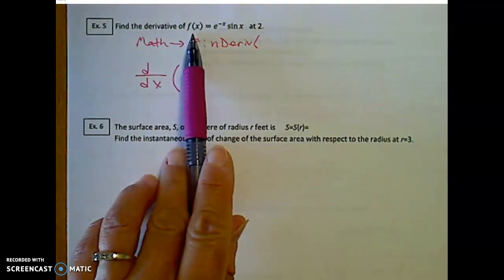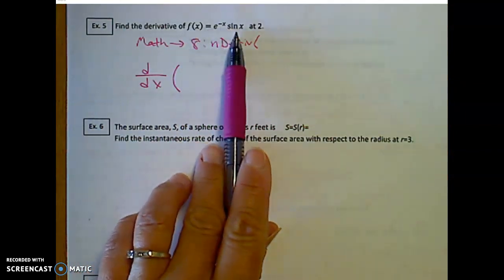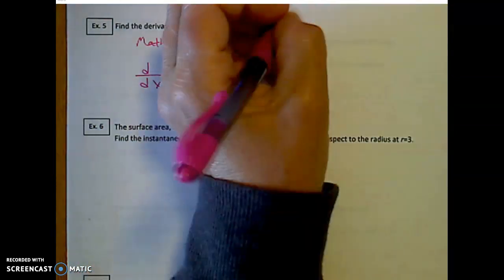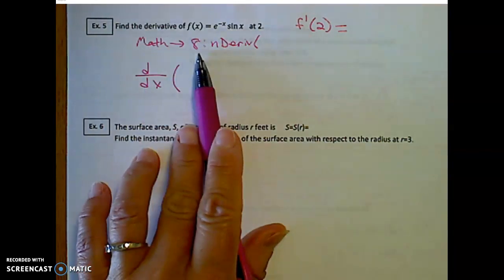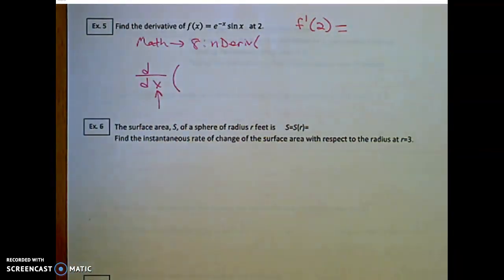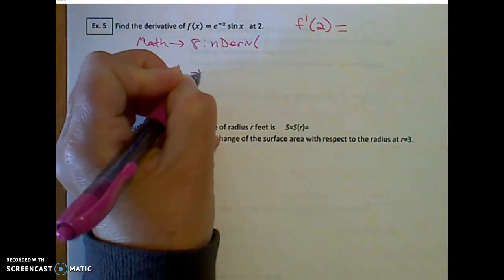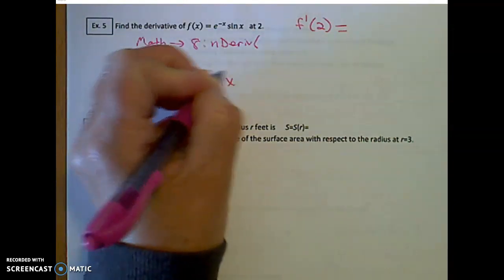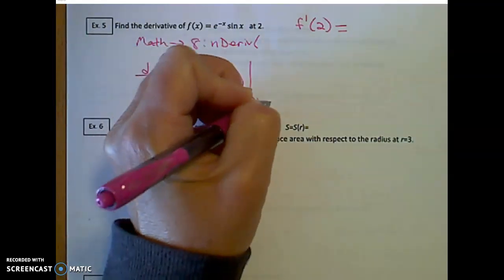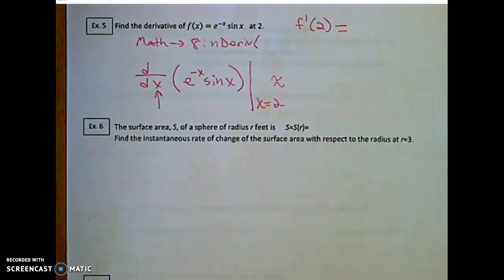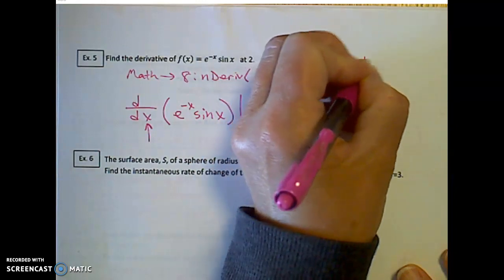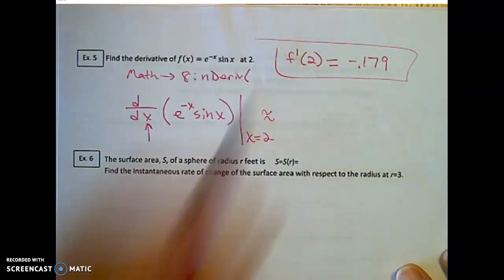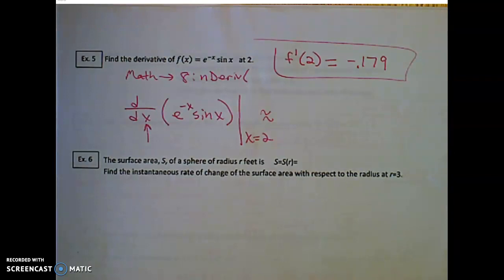Okay, let's use our calculators. My function is f of x equals e to the negative x times sine of x. And we're going to find the derivative at x equals 2. Okay, so math 8. Find the derivative with respect to x of the function e to the negative x sine of x, and let's evaluate that derivative at x equals 2. Your calculator gives you a decimal approximation. We're going to round to 3 decimal places, and I get negative 0.179. And that's the slope of the tangent line to that curve at x equals 2, or whatever number you want to find the derivative of.